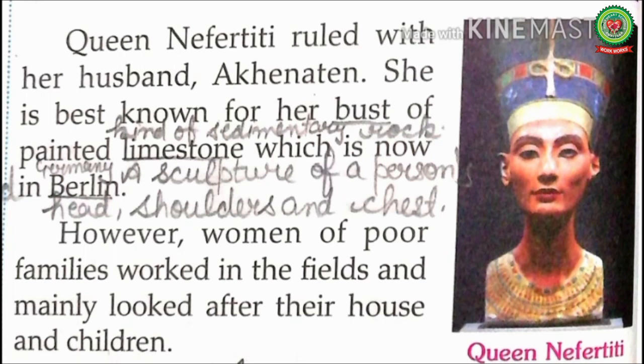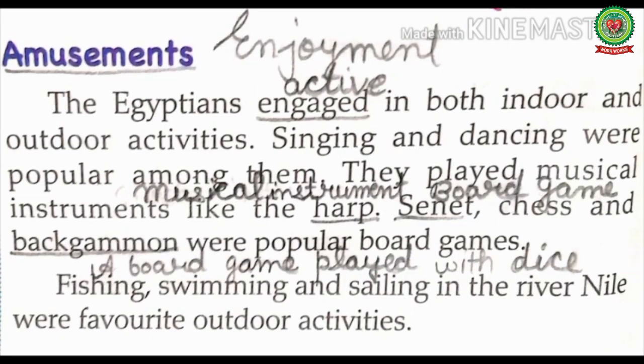Next, however, women of poor families worked in the fields and mainly looked after their house and children. It means rich women led a comfortable life, but women of poor families worked hard. Now the next important feature of the Egyptian civilization is amusements. Here amusements means enjoyment or entertainment.